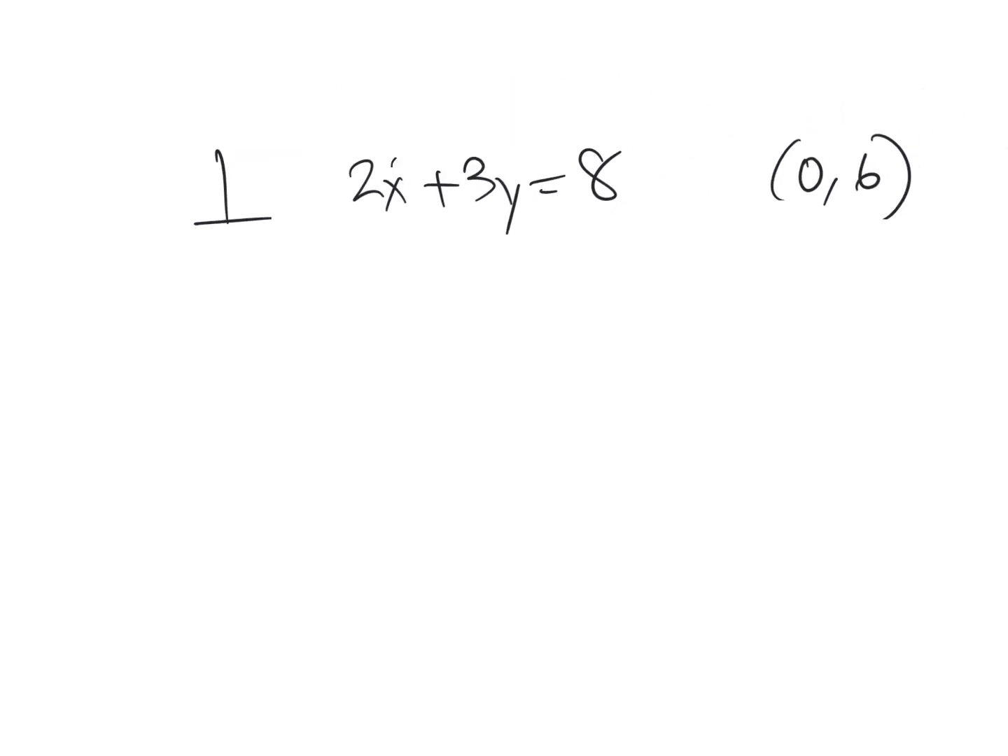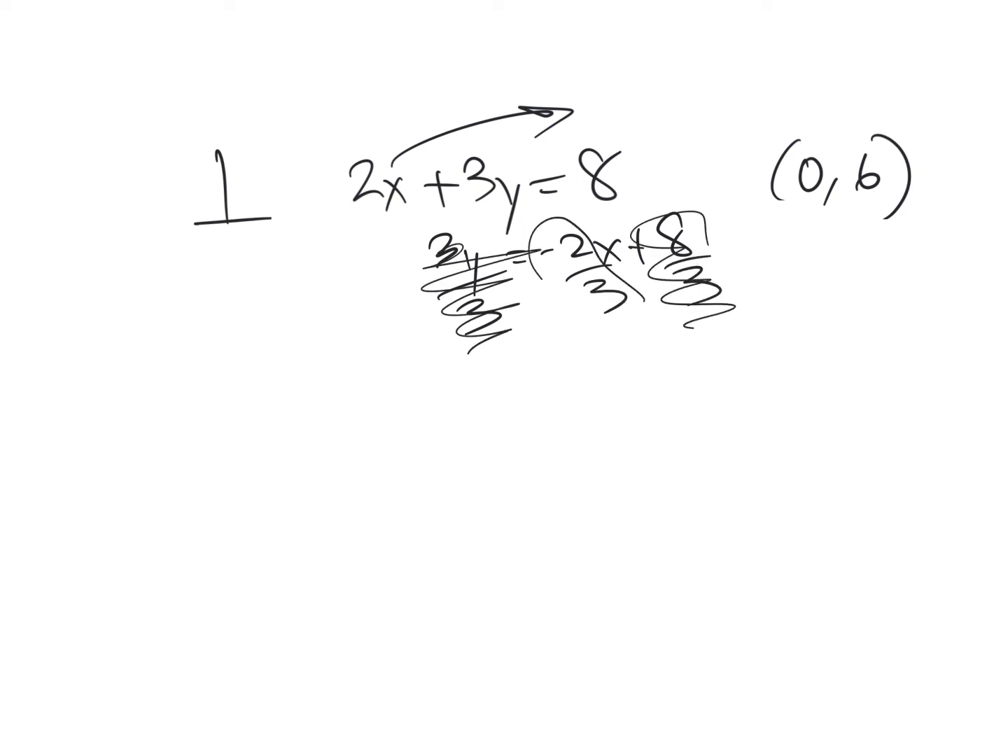I want the equation of a line perpendicular to this equation, 2x plus 3y equals 8, going through this point, 0, 6. So again, what you need is the slope from this line. Subtract the 2x and divide by the 3. And again, you don't need anything else from this equation other than that right there. So the slope is negative 2/3, but you don't want negative 2/3.